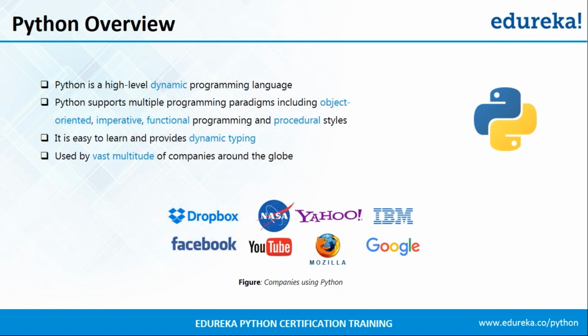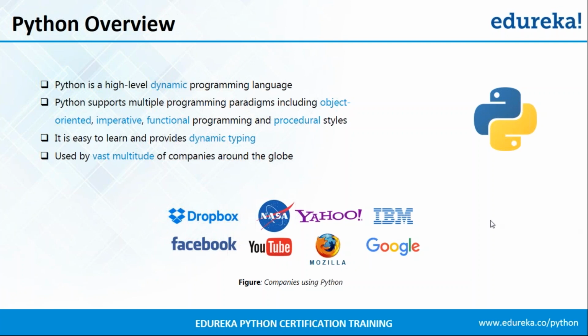By dynamic typing, it means that it is about when type information is acquired, during the compile time or the runtime. It means that the values of the variables are checked during the execution. And it is used by a vast multitude of companies around the globe, and like you can see, these are the companies, and there are others as well that are using Python. So Dropbox, NASA, Yahoo, IBM, Google, Mozilla, YouTube, Facebook, everyone is using Python now.